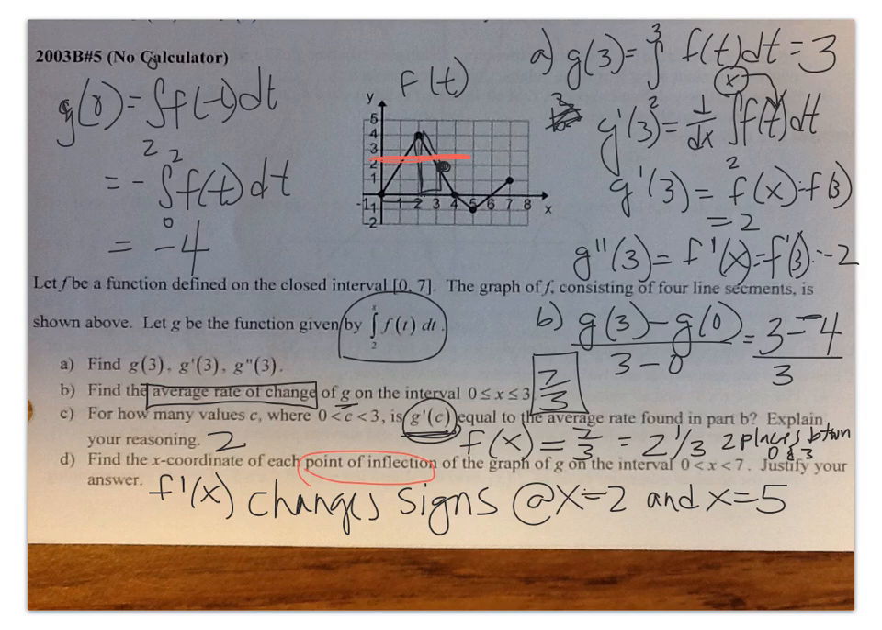We have positive slope till x equals 2, then we have negative slope. It changes slopes at 4, but it doesn't change signs. And then at 5, it changes from negatively sloped to positively sloped. So f prime is the same thing as g double prime of x. And that second derivative changes signs at x equals 2 and at x equals 5. That's all you need for your justification.